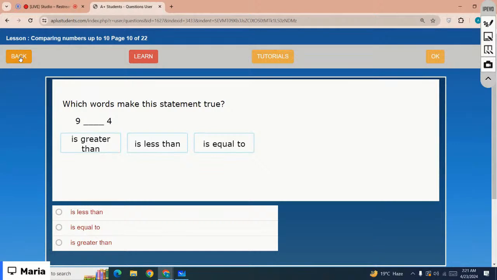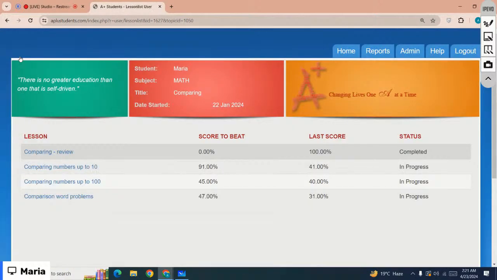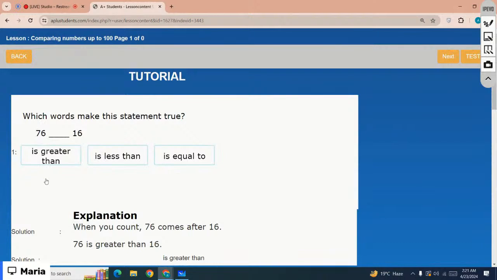And the next lesson is comparing numbers up to 100. Let's see how we compare numbers up to 100. Which words make the statement true? You have to compare 76 and 16.